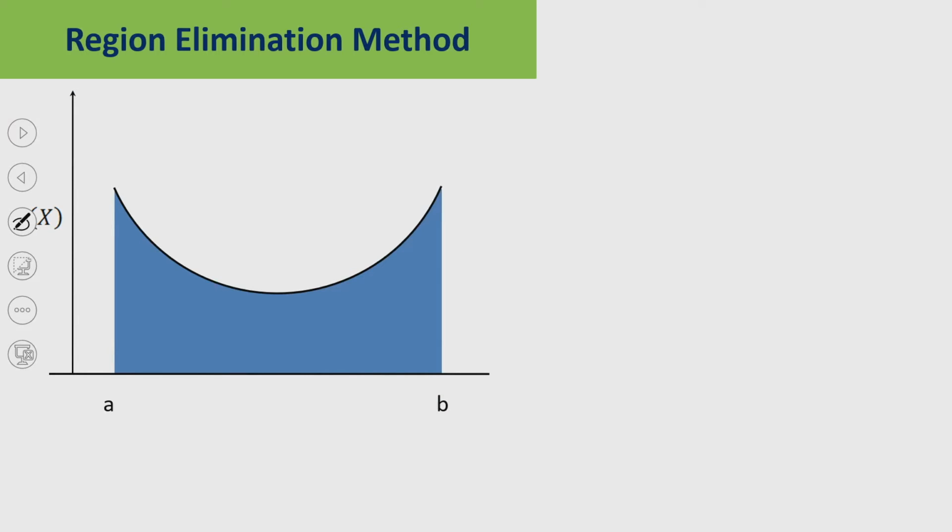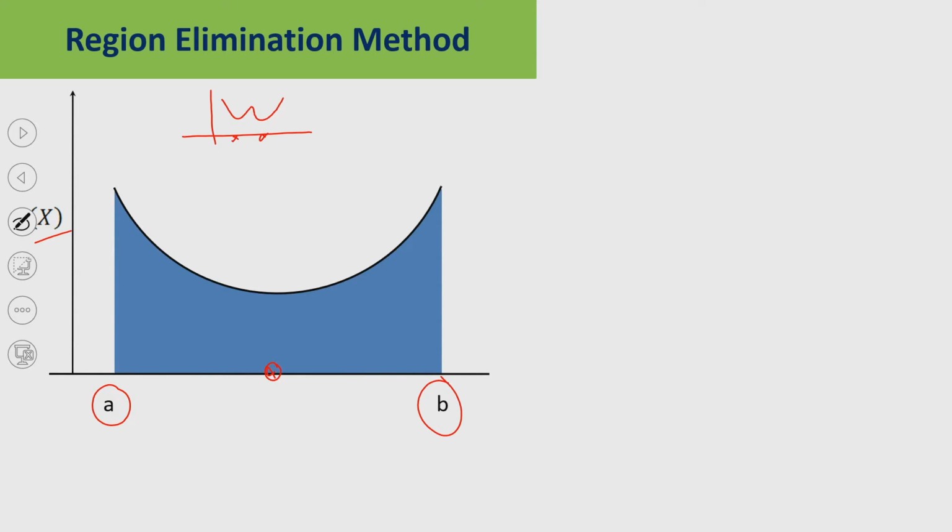Before describing the method, let us take a unimodal function f(x). This is a unimodal function and the function is continuous between a and b, so that means there is one optimal solution. I can also give you an example of a bimodal function. There are two modes, and that means there are two optima, but in this case there is only one optimal solution somewhere here.